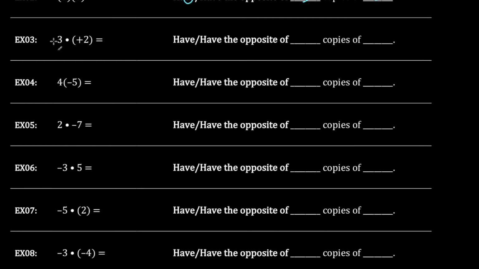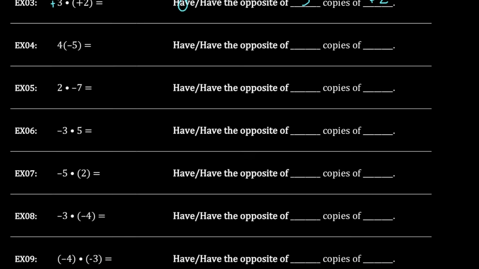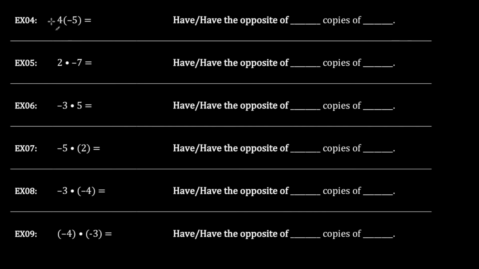So in this one, same thing. This is a positive 3. So we have 3 copies of positive 2. If you prefer to put the positive sign there, you can, but it's not required. In this one, once again, the 4 is positive. We have 4 copies of -5. Don't forget that if there's nothing in between these two, it means multiply.